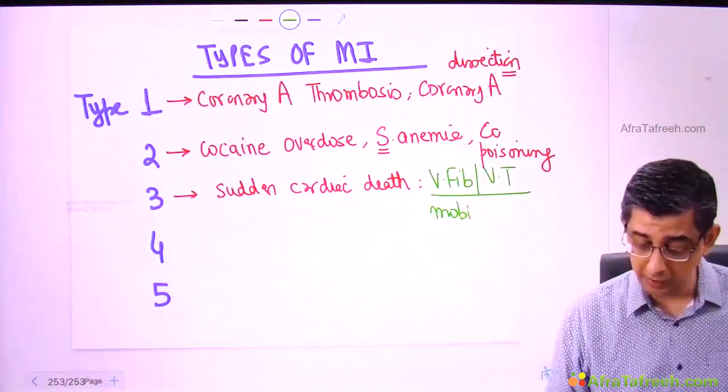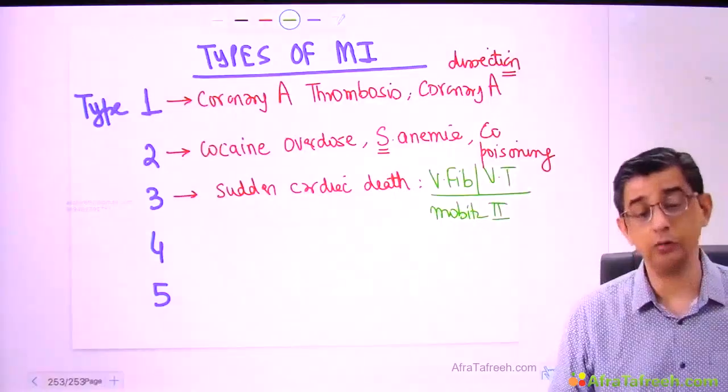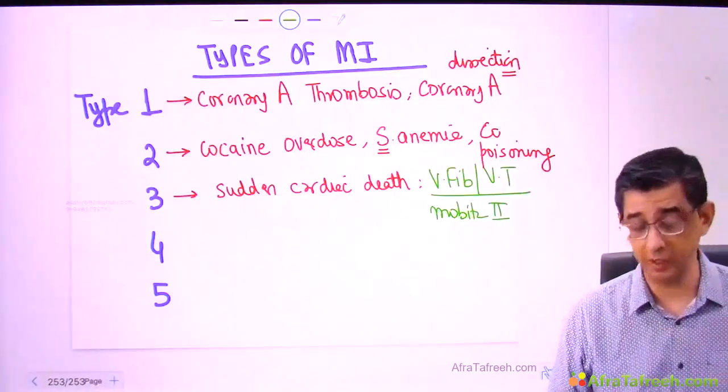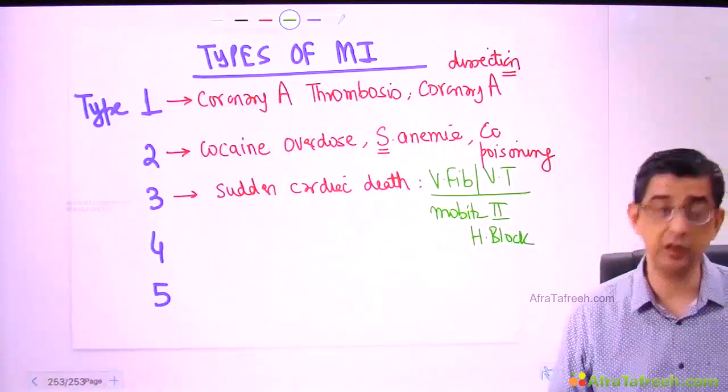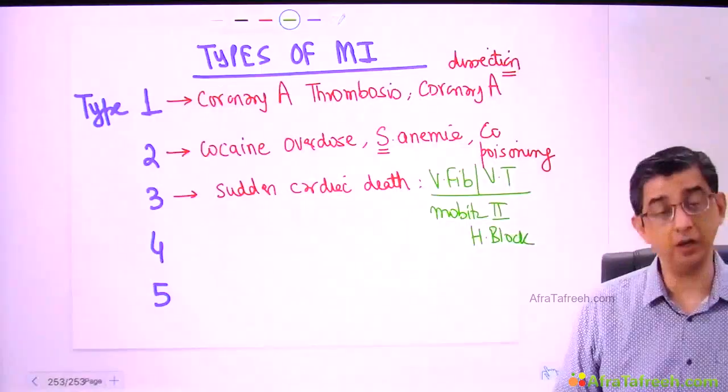The bradyarrhythmia that can cause sudden cardiac death and the heart rate to drop down to as little as 20 beats per minute is Mobitz 2 heart block. So I repeat the fact once again. Tachyarrhythmias that can occur in the first hour of MI can be ventricular fibrillation.